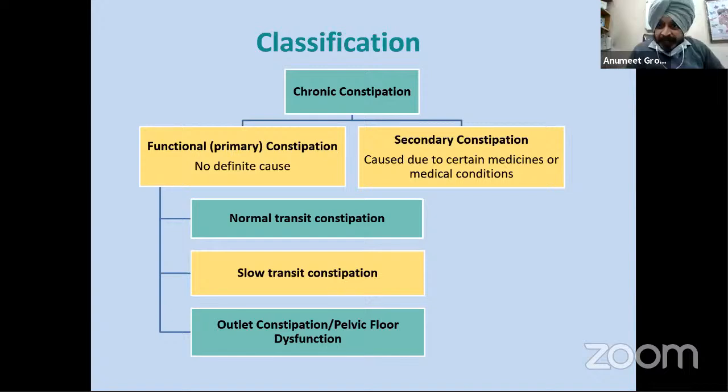So functional constipation is usually divided into three types: normal transit constipation, slow transit constipation, and outlet constipation. The third type, we can call it outlet constipation, pelvic floor dysfunction, or defecatory constipation.